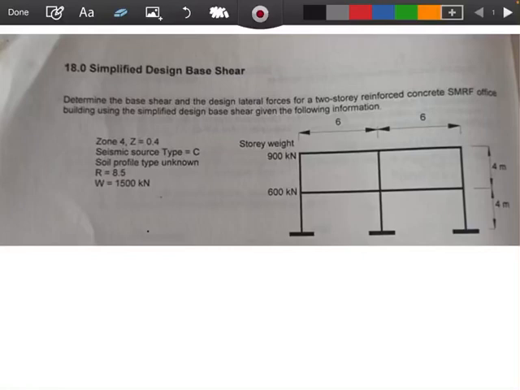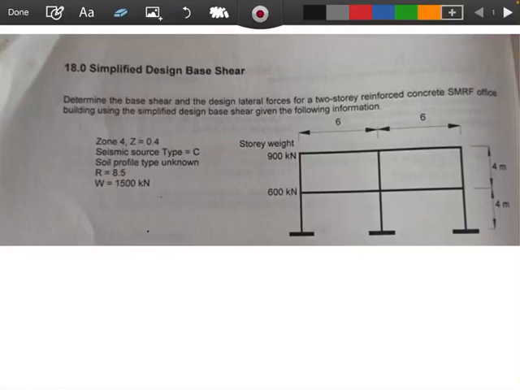This is in the NSCP, on how we determine R. And the total weight of the building frame is 1,500 kilonewtons. So the first step in finding the design base shear is that we have to determine what procedure we shall use.